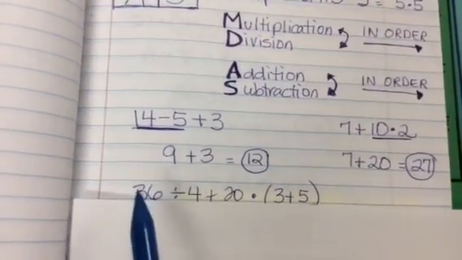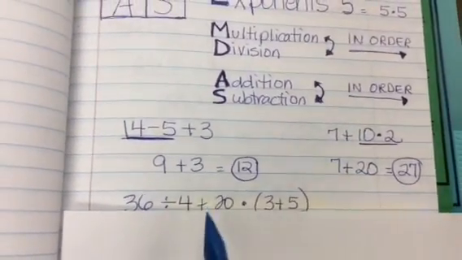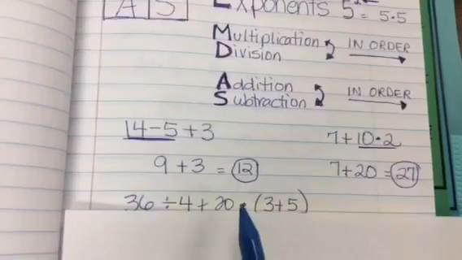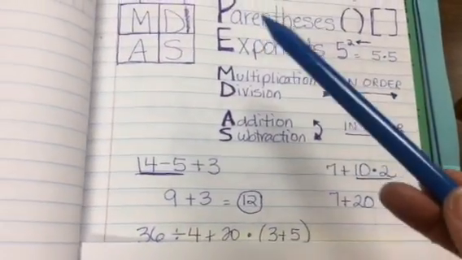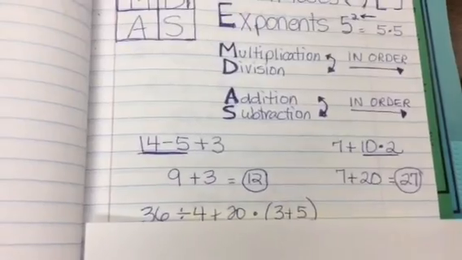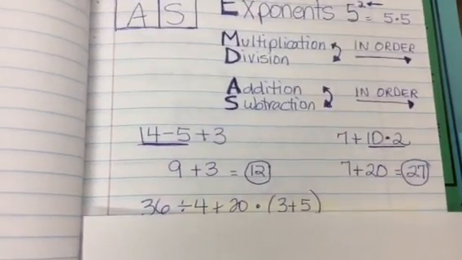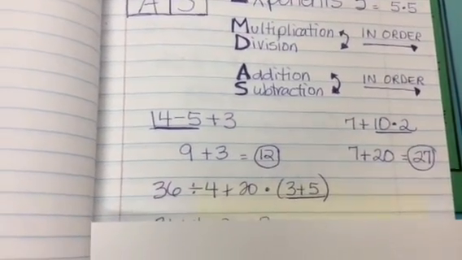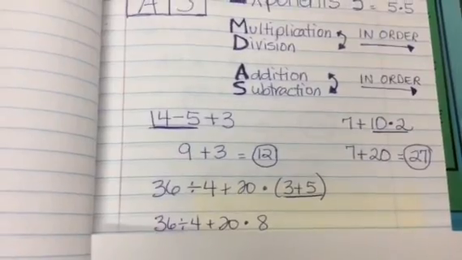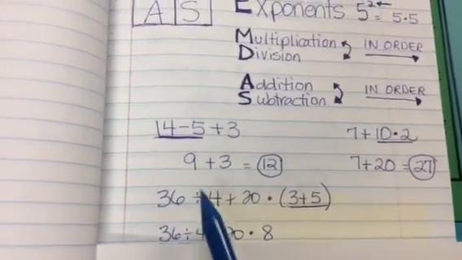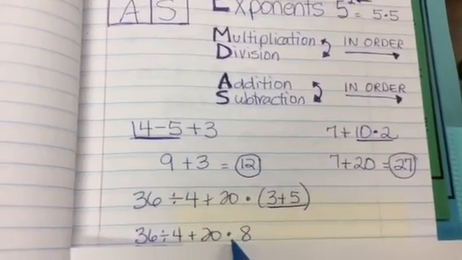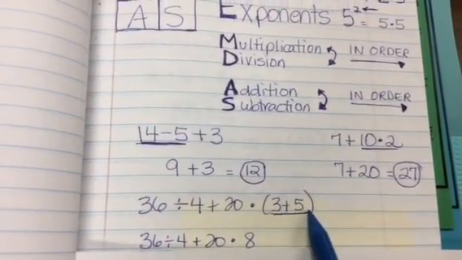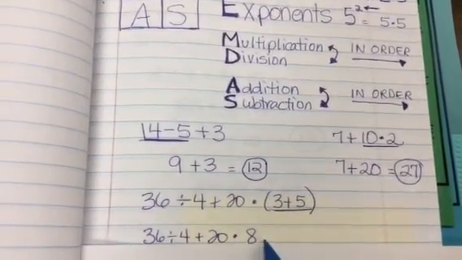Okay, the next problem I have for you is this long one. It has 36 divided by 4 plus 20 times, in parentheses, 3 plus 5. So remember P for parentheses first? So yes, I'm going to do the parentheses first. So I'm going to rewrite the other part of it. So I'm going to rewrite and bring down 36 divided by 4 plus 20. I'm going to bring down my multiplication, and I solved this. 3 plus 5 is 8.